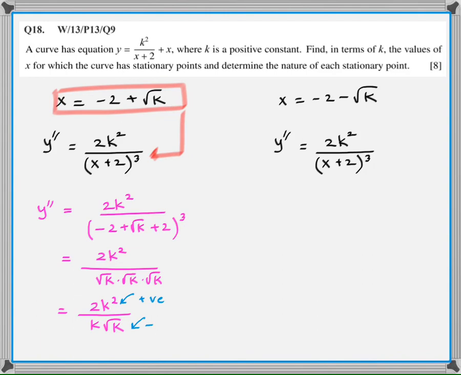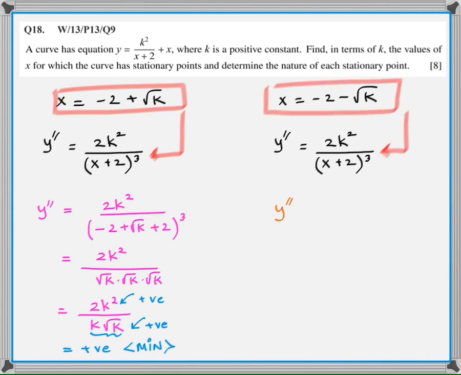All they need is the nature. K is positive, k square is positive. The denominator is also positive. After division, I'll get a positive value. Therefore, it's a minimum. The other one definitely has to be a maximum, but still we'll show the working.